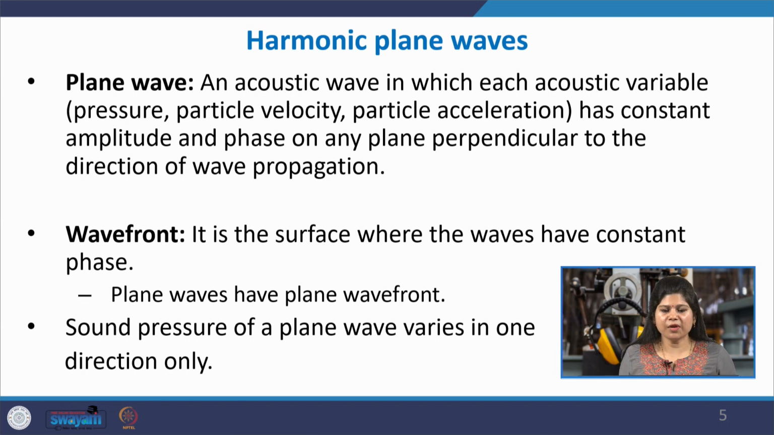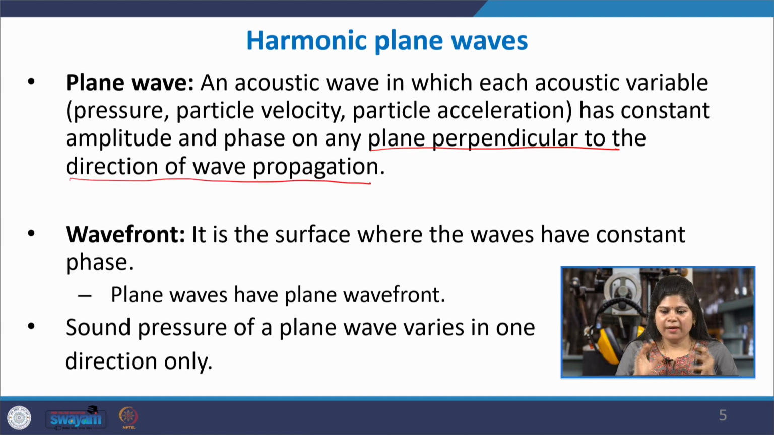So, what is a wavefront? A wavefront is usually defined for any kind of propagating wave as the surface where the waves have constant phase. It is the locus of all the particles which are vibrating in the same phase at any given instant of time. The name suggests that it is a plane wave, which means the wavefront is a plane. And what plane is it? It is the plane perpendicular to the direction of wave propagation.